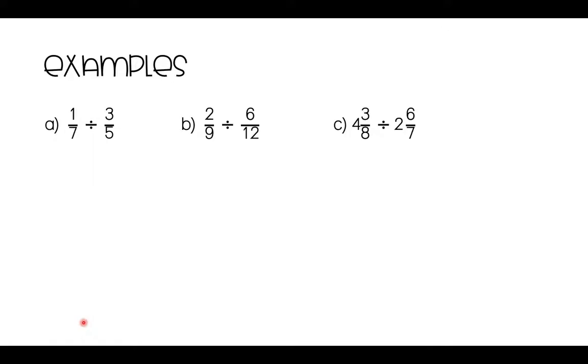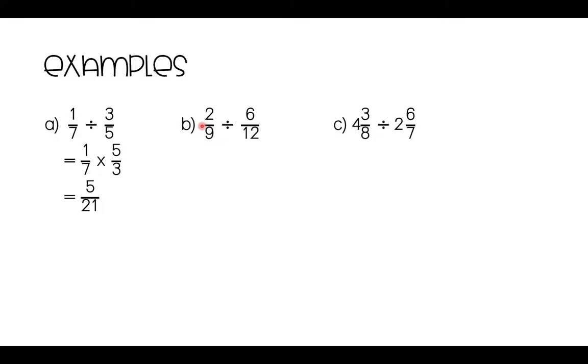So let's do some examples here. So 1/7 divided by 3/5. Again, our first step is to flip or find the reciprocal of the second fraction. So we end up with 1/7 times 5/3, and we change that division sign to a multiplication. Now we would simplify it down if we could, but we can't, so we go 1 times 5 and 7 times 3, which gives us 5/21.